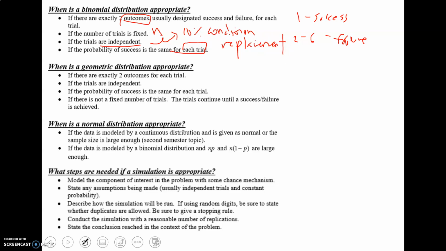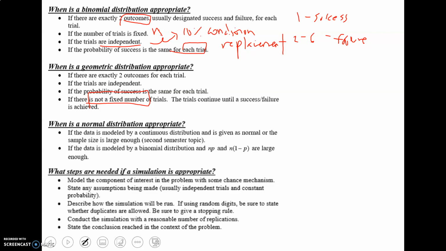All right, geometric, again, it's exactly two outcomes, success and failure, right? And then trials are independent, and the probability of success is the same each trial. So what is the difference between geometric and binomial? Well, geometric is basically you're saying, I want to see how many times I need to do this until I get my success. So you're looking for the first success, right? So you don't have a fixed number, okay? So n is unknown. You're just doing it until you find the first success, okay?